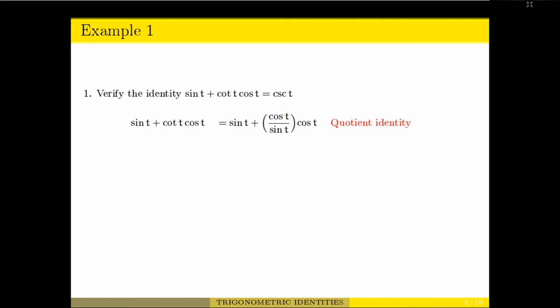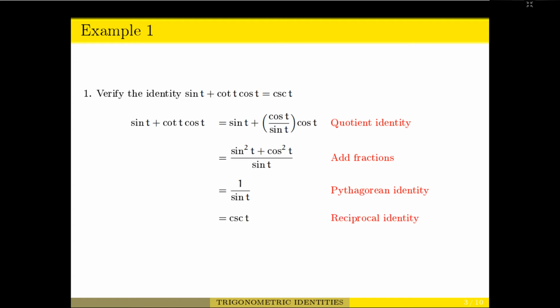Now, we can add the fractions. We will have sine squared t plus cosine squared t over sine t. Notice that the numerator is a Pythagorean identity, so we can rewrite the numerator as 1 over sine t. Now, we know that 1 over sine t is a reciprocal identity, which is equivalent to cosecant t. Hence, we prove the identity sine t plus cotangent t cosine t is equivalent to cosecant t.